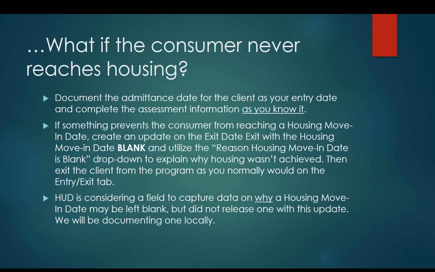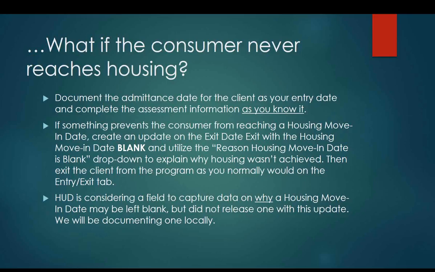So with this change, of course, that begs the question, what happens if I start admitting a person into my program and they have an entry date and they have a record in HMIS, but they never reach housing? If they don't reach housing, you will do your admittance date just as you normally would. You will fill in the entry assessment information that you have. But if something prevents them from moving in, I will ask you to do an update through the interim button. You will leave the move-in date blank, and there will be a question under the move-in date that says reason housing move-in date is blank. And I'll ask you to pull from that drop-down and explain why housing wasn't achieved for the client.